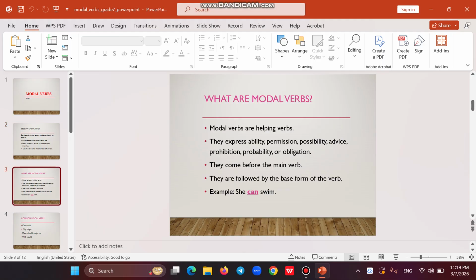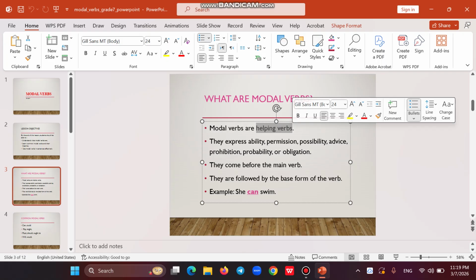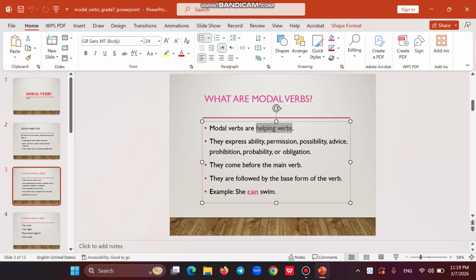what are modal verbs? Modal verbs, we also call them helping verbs. Why? Because they help us understand the meaning of the verb. Okay? They function as helping verbs, which makes us able to understand something about the verb.